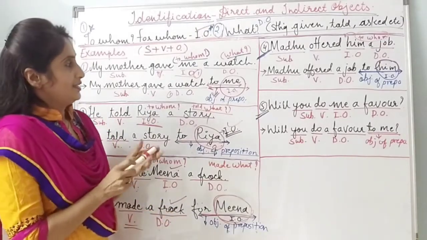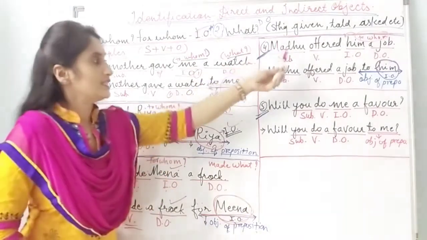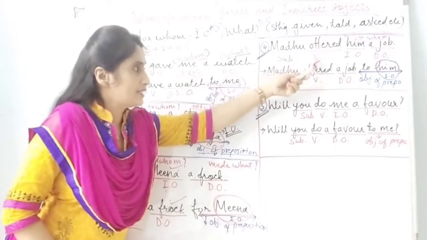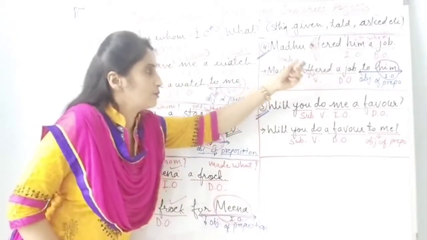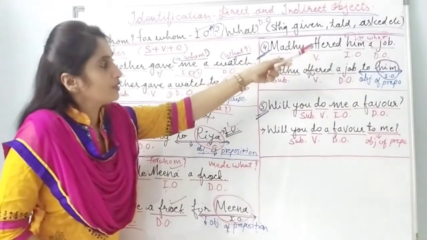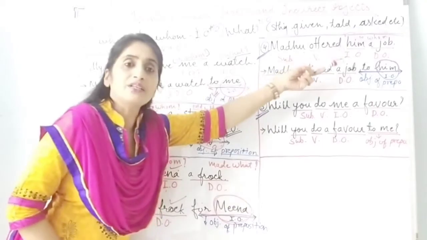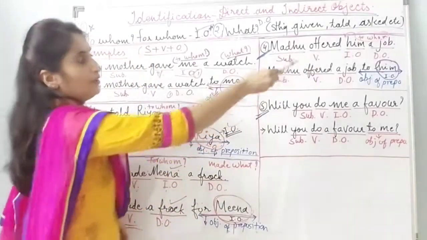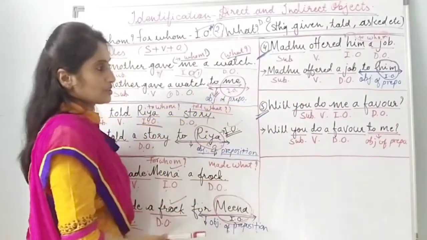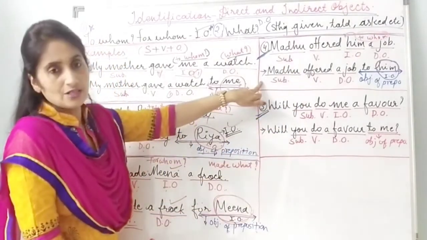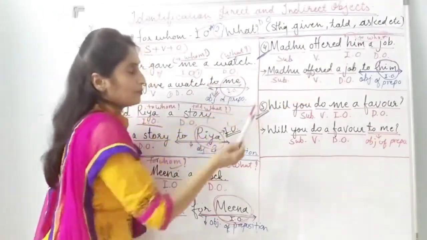Now, see the sentence, Madhu offered him a job. Madhu is the subject, offered is the verb, him is the indirect object, a job is the direct object. Offered to whom? To him, and so it is the indirect object. Offered what? A job, and so it is the direct object. The sentence is written here in a slightly different way: Madhu offered a job to him.